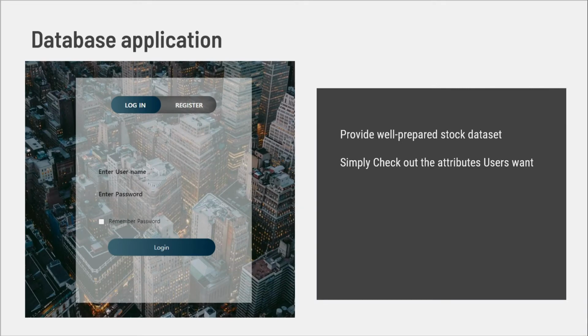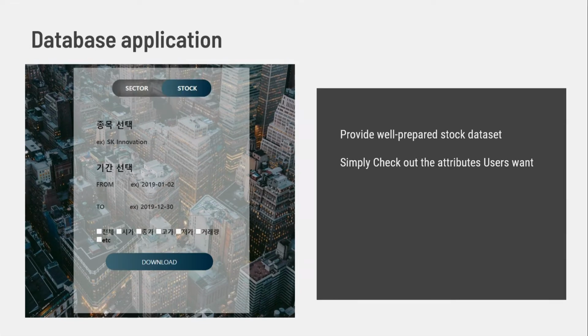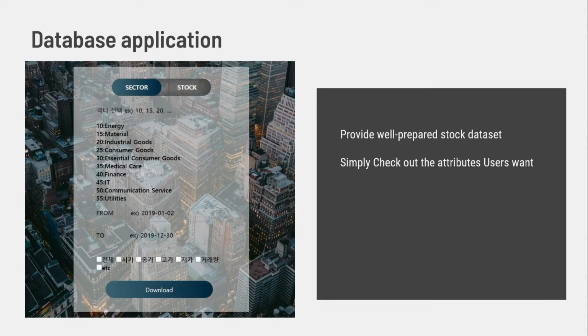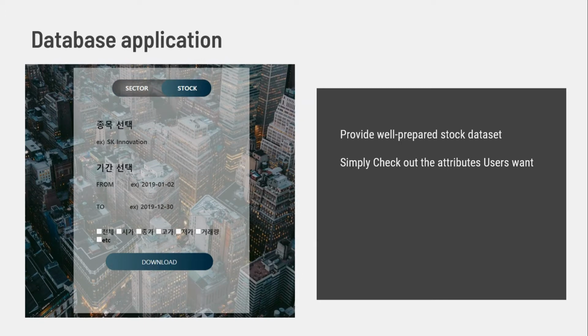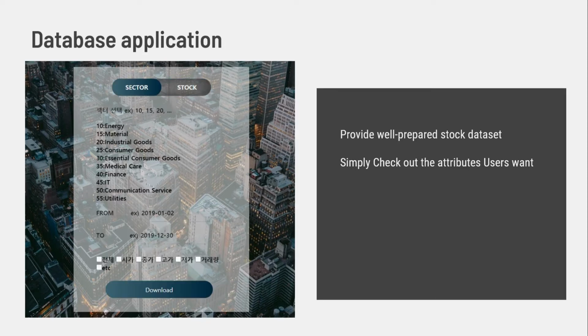And this is our database application, how the web page looks like. And our web page provides 2 functionality. The first is individual stock price, and the second is sector stock price. For the individual stock price, it provides, for example, maybe just SK Innovation stock price information. But for the sector stock price information, if you click on 45, and it refers to IT-related companies, and it will provide all IT-related companies' stock prices.